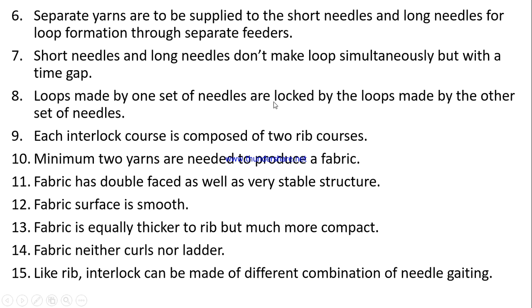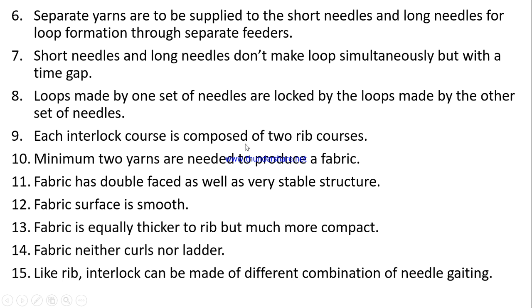Loops made by one set of needles are locked by the loops made by the other set of needles. This is another important point. Loops made by short needles are locked by the loops made by the long needles. That's why this structure is called an interlock structure. Due to this interlocking, the fabric is most robust, strongest in nature. Extensibility is poorer than that of rib knitting. The fabric is dimensionally more stable than the rib structure. There will be no curling tendency. Those properties I shall discuss later on also.